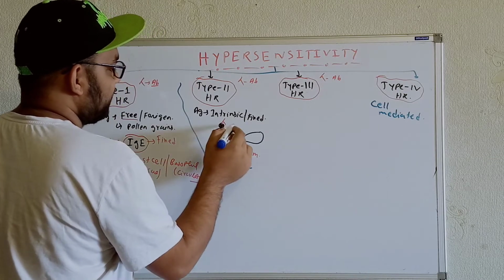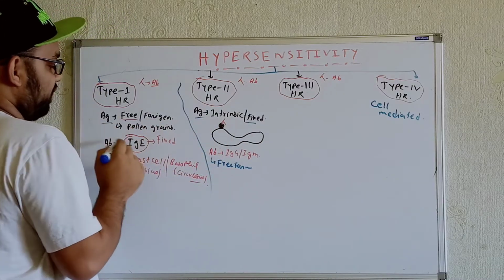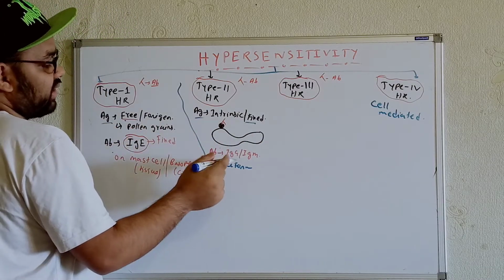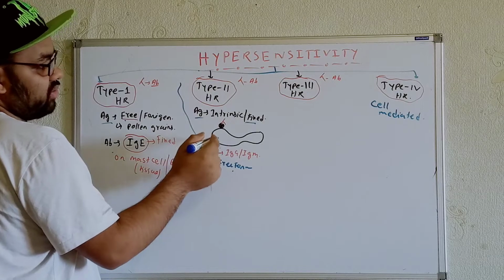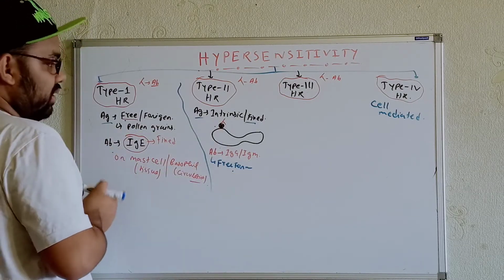Okay, in these cases we are getting the antigen fixed. In the first cases we are getting the antigen free. Okay, antibody fixed. In these cases we are getting antibody that is fixed, and the antigen that is fixed and antibody that is free. Okay, the reverse case.